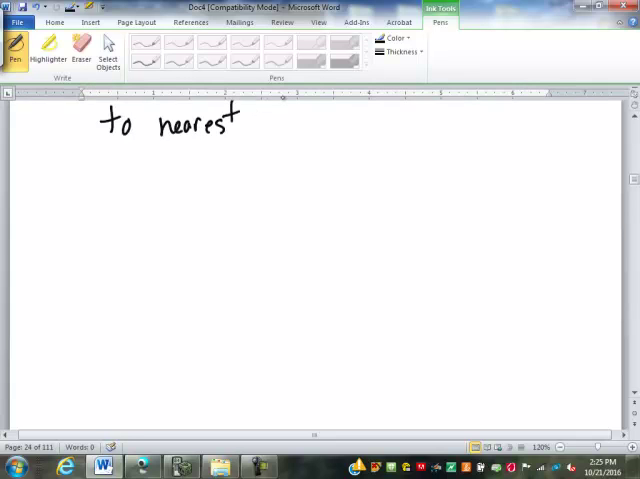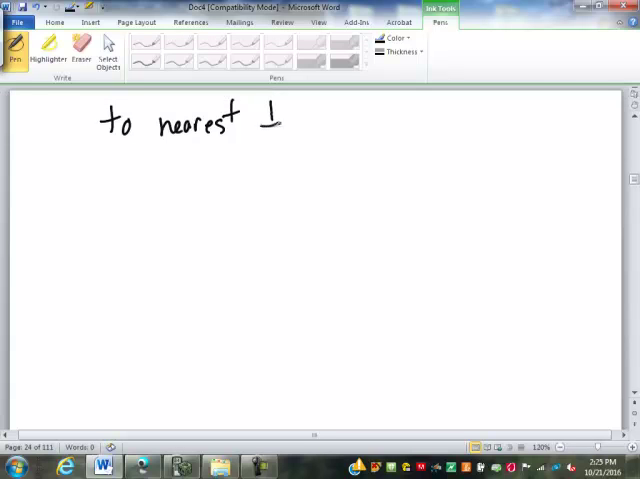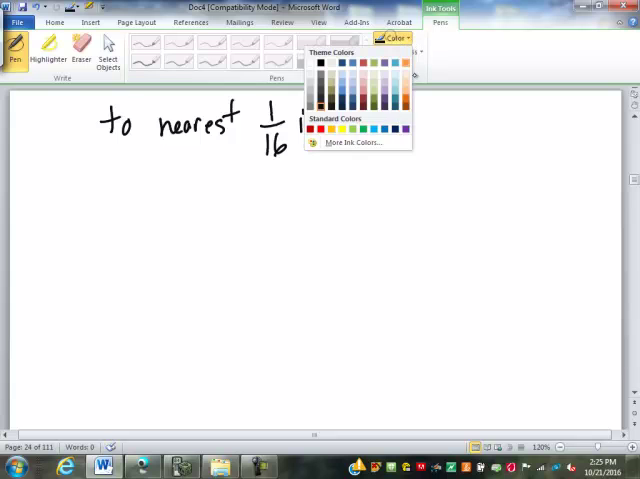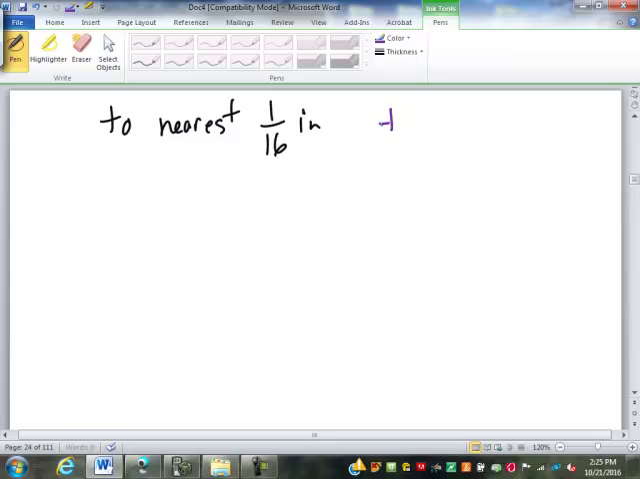So let's say we measure to the nearest 1/16 of an inch. What's that implying for a plus and minus? Double the 16, what do you get? 1/32 of an inch. Good. So plus or minus 1/32.